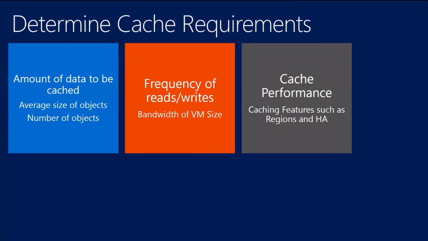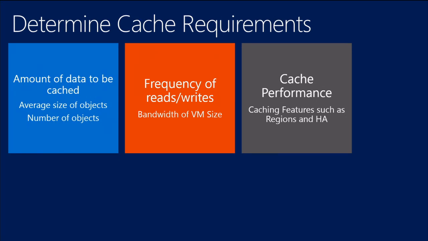So, determining cache requirements. How much data do you want to put in the cache? How many objects? How big are the objects? Another thing to keep in mind is the frequency of the gets and puts, because each of the different VM sizes also has a bandwidth associated with it. If you're doing tons and tons of gets and puts, you could possibly exceed the bandwidth allocation for your particular VM size. And you also need to keep in mind caching performance considerations.